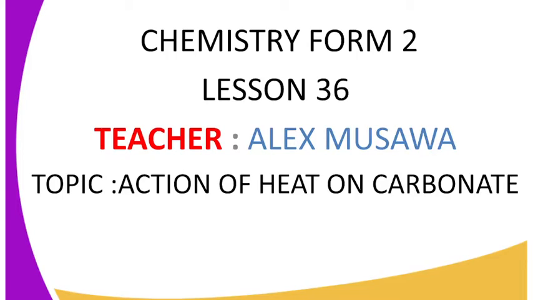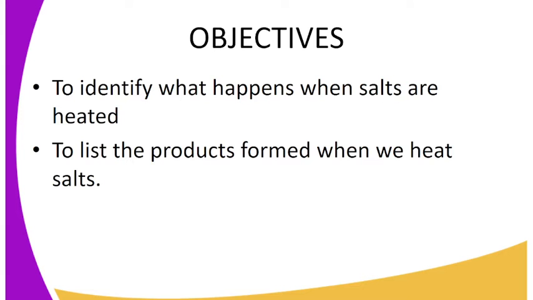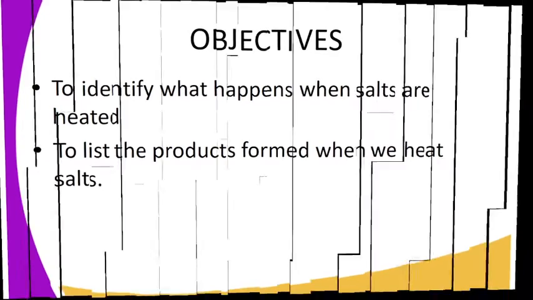I'm your tutor Alex Musawa and I'll be taking you through Chemistry Form 2 Lesson 36. Our topic is Action of Heat on Carbonates. The objectives of this lesson are: number 1, to identify what happens when salts are heated. Number 2, to list the products formed when we heat salts.